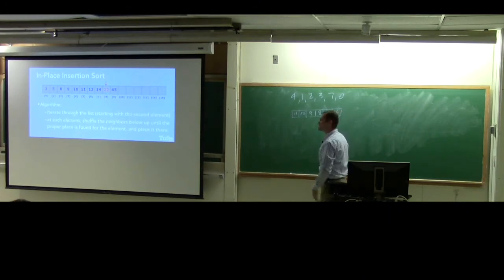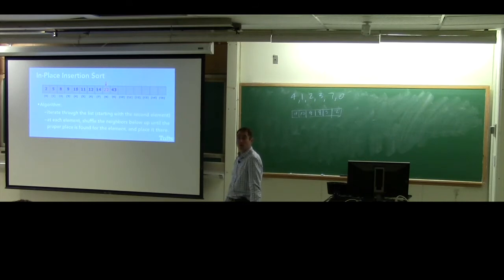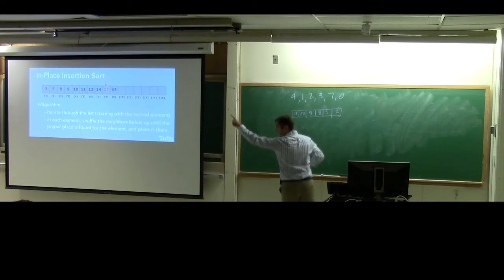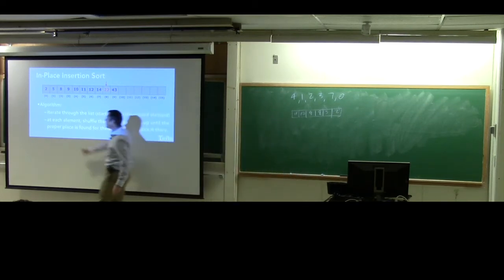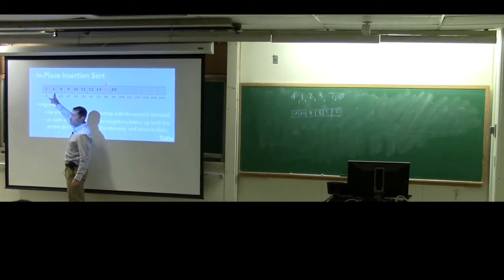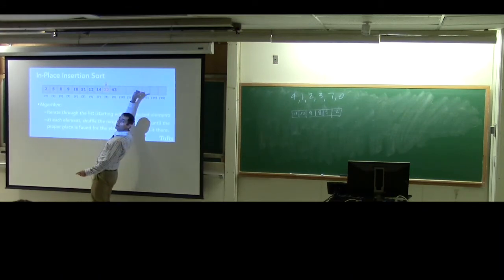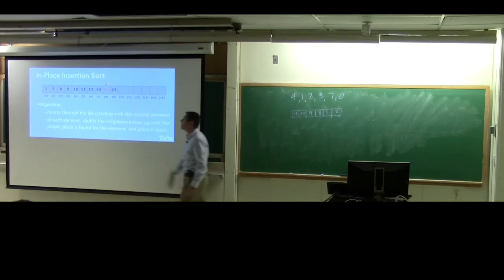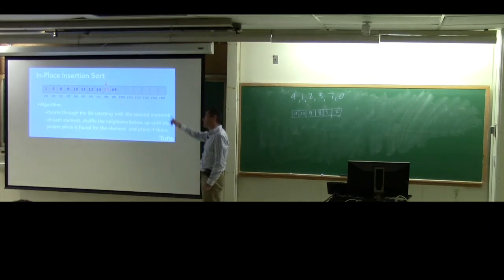What's the best case for this sort? Best case for this sort. If it's already sorted, take a look at this. If it's already sorted, we go to the 5. Do we need to do anything? Nope, nope, nope, nope, nope, nope, nope. How many times did it go through? 1. Just once through the list, n numbers, and you don't have to do any shifting. So the best case and worst case are there.